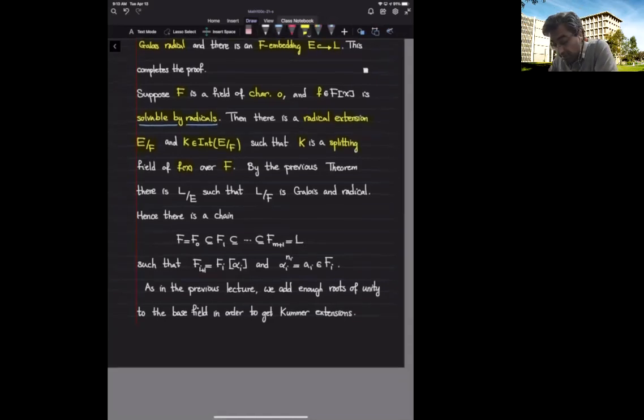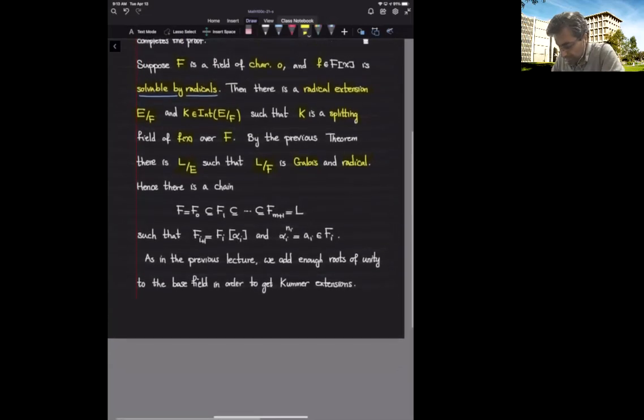First things first, by the previous theorem, without loss of generality, I can assume that my extension is not only radical, but also Galois. More precisely, by the previous theorem, we can find some extension L of E such that L over F is both Galois and radical. And let's remember that when we say it's radical, it means that I have this chain of intermediate subfields with the property that each time I'm adding a radical of one of the elements in the previous field.